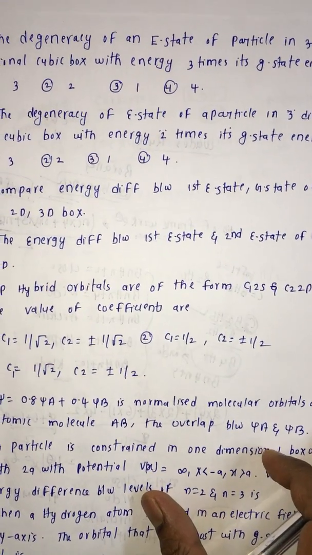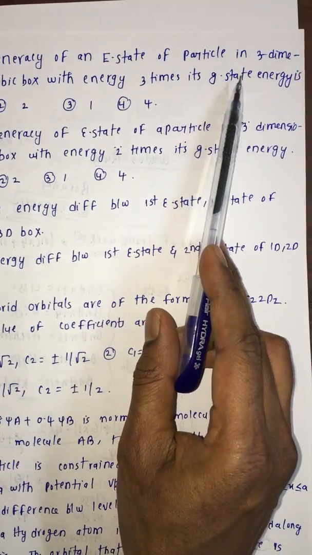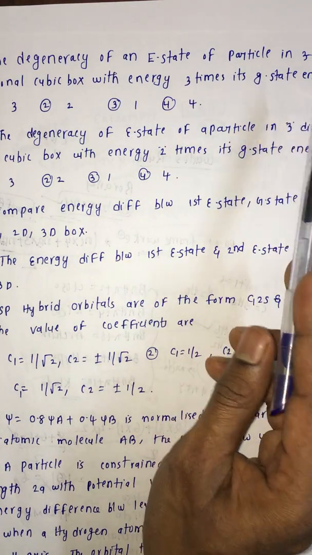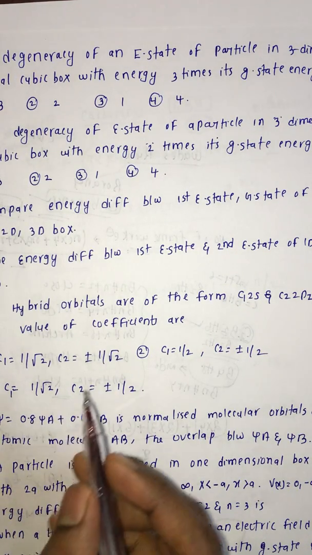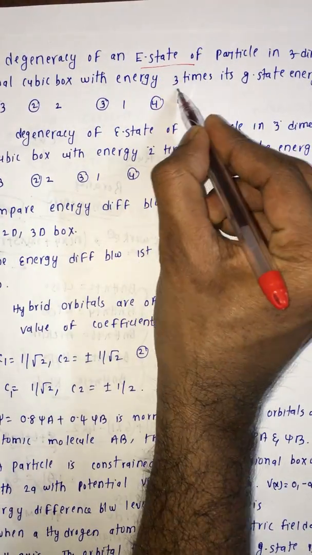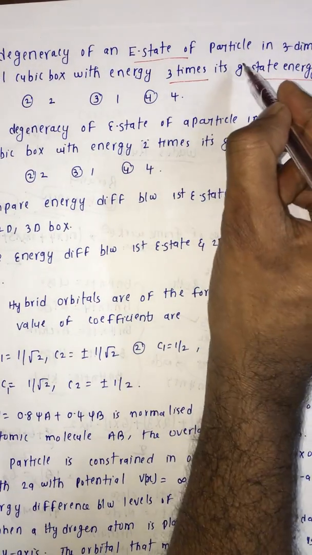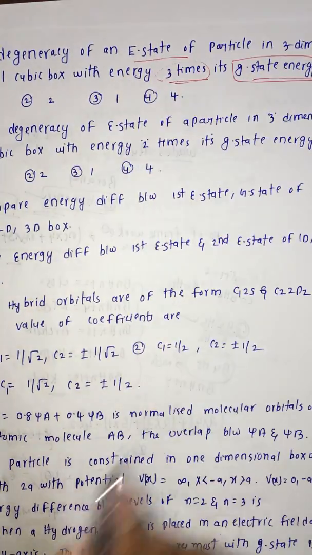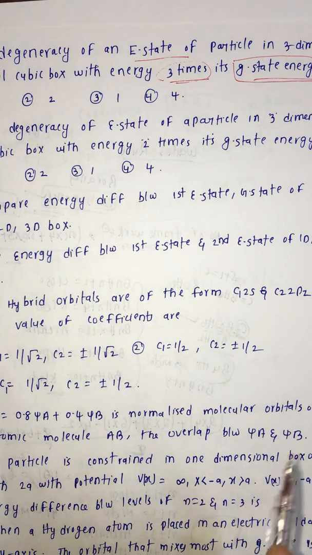And the next question: the degeneracy of the excited state of a particle in a three-dimensional cubic box with energy 3 times its ground state energy. What they have said is that the excited state energy is 3 times the ground state energy. This point is very important. If you can calculate the ground state energy, then you can just multiply it by 3, so you will get the excited state energy, and after that you can see the degeneracy of that energy state. So this is in a three-dimensional box.